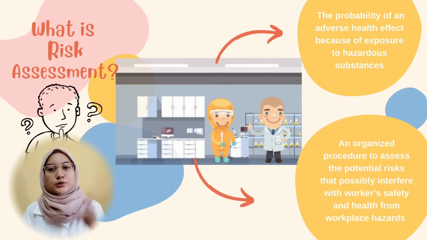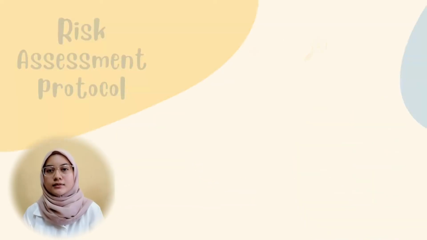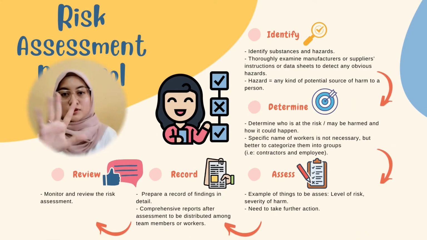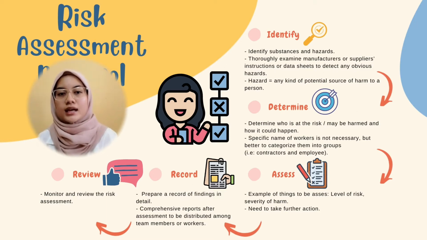Firstly, let's take a look at what risk and risk assessment are. Risk is the probability of adverse health effects because of exposure to hazardous substances. Risk assessment is an organized procedure to assess the potential risks that possibly interfere with workers' safety and health from workplace hazards. There are 5 steps of the risk assessment protocol. First, identify substances, hazards, and examine the manufacturer's instructions. Second, determine who is at risk and may be harmed and how it could happen. Third, assess the level of risk and take further action. Next, record any findings in detail and distribute them among workers. Lastly, monitor and review the risk assessment.